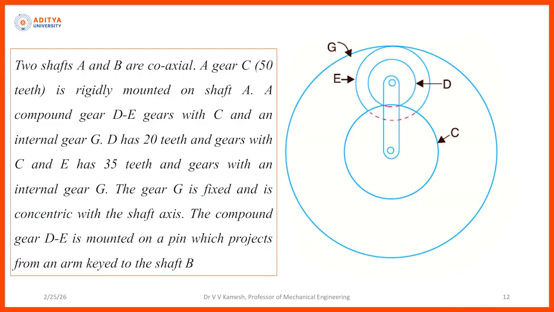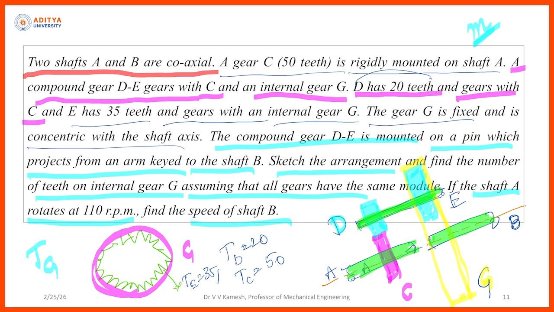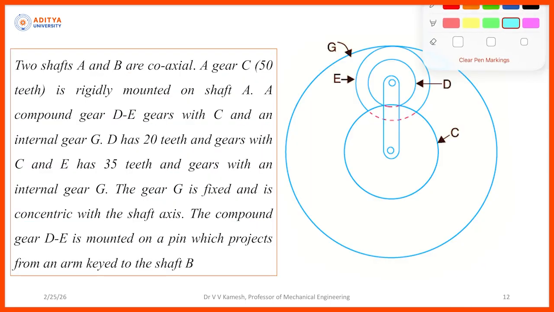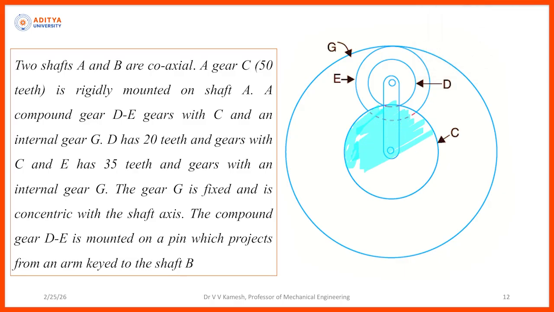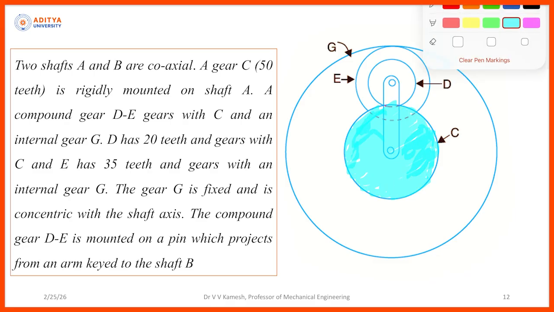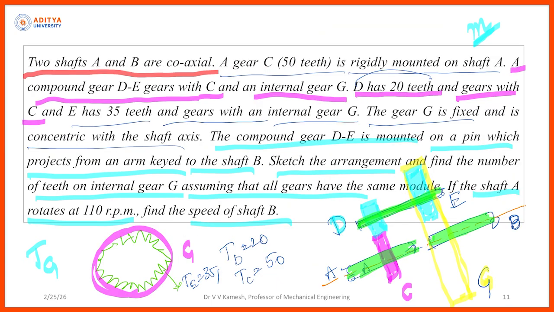Now you can look at this. C is meshing with the D, okay. So I am taking this, this is my C gear. I am putting one color, and C is meshing with the D. Now I am making the D with one color. Now I am going back. The D and E are mounted on the same shaft. We are not giving any name for the DE shaft because it is not required for us, right. So D and E are on the same shaft.